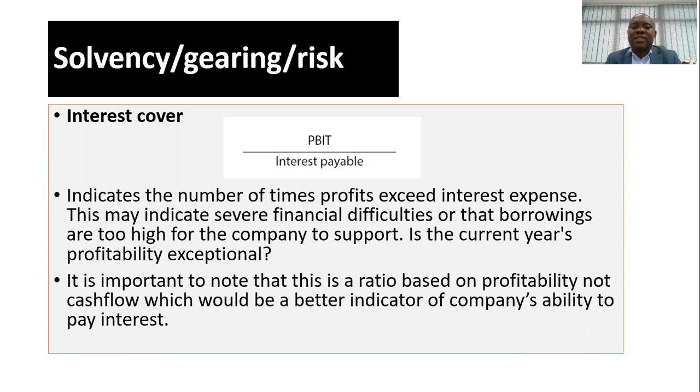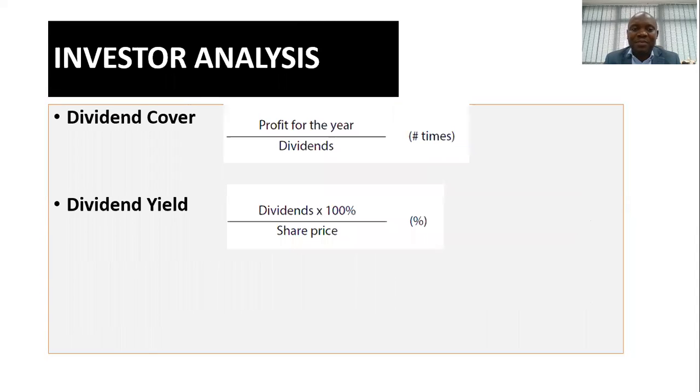So interest cover indicates the number of times profits exceed interest expense. This may indicate severe financial difficulties or that borrowings are too high for the company to support. If the current year's profitability is exceptional, you have to look at all these things. Look at the elements that make up your profit before interest and tax. Look at the elements that make up interest payable and use your analysis using those elements.